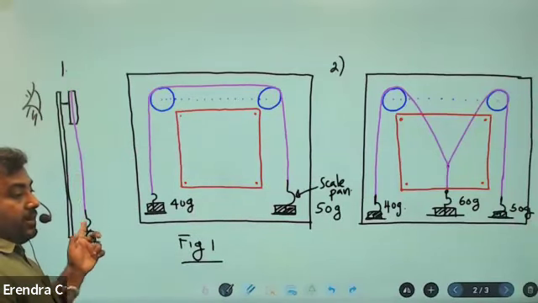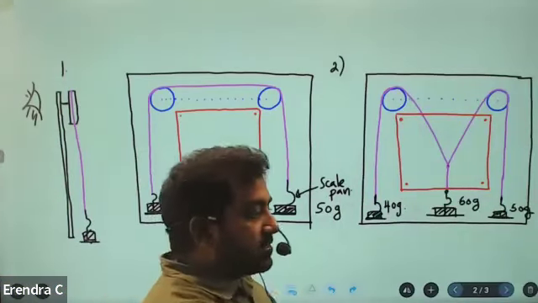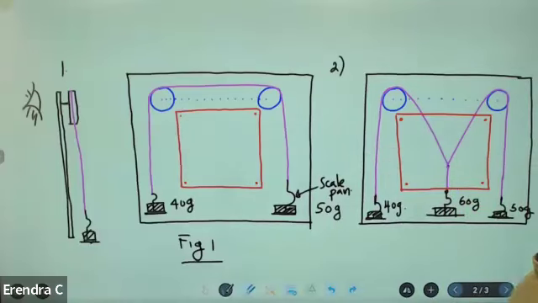Neither the string nor the mass will touch the board, as it moves freely along the board. Right.